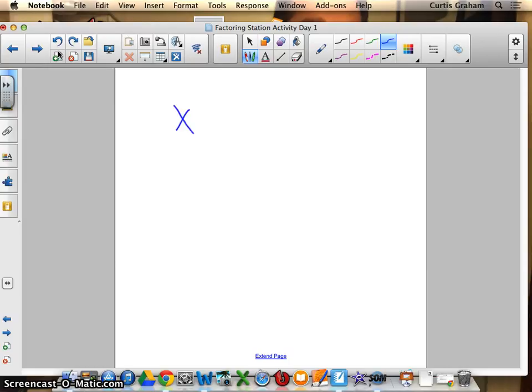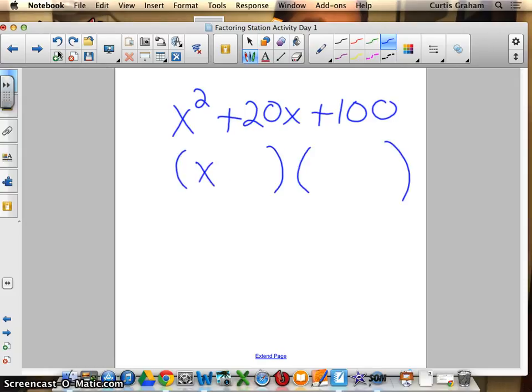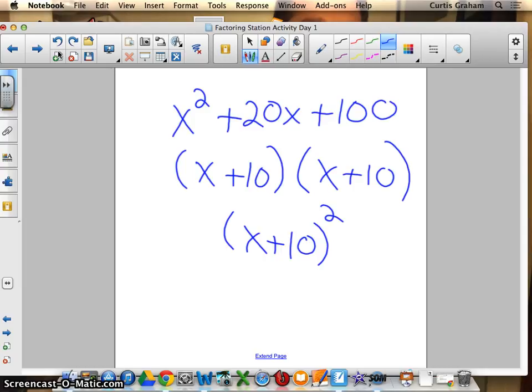x squared plus 20x plus 100. So let's look at those patterns that we saw last time. Half of 20 is 10. 10 squared is 100. So I know that this is actually a perfect square trinomial right here. It's going to become x plus 10 times x plus 10. You get that doing normal factoring, but again, it's important to recognize this case and know how it works.